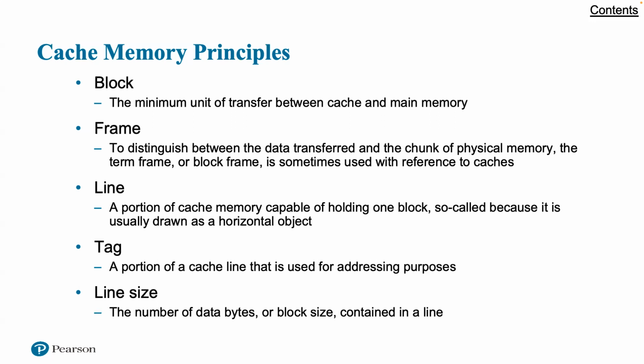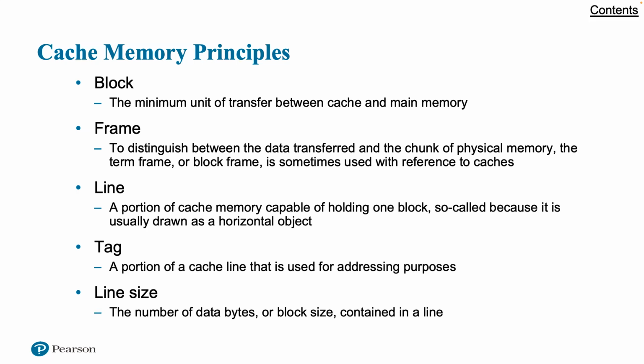At any time, some subset of the blocks of memory resides in a line in the cache. If a word in a block of memory is read, that block is transferred to one of the lines of the cache. Because there are more blocks than lines, an individual line cannot be uniquely and permanently dedicated to a particular block. Thus, each line includes a tag that identifies which particular block is currently being stored. The tag is usually a portion of the main memory address, as described later in this section.